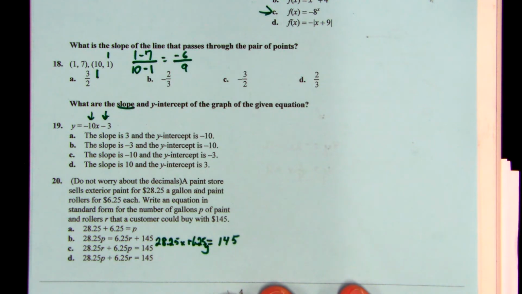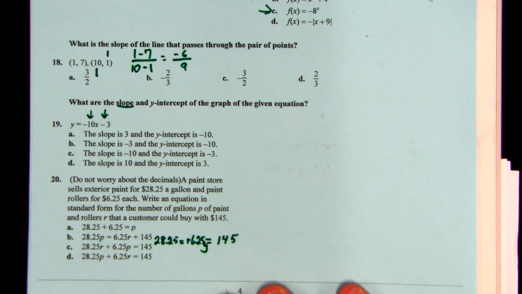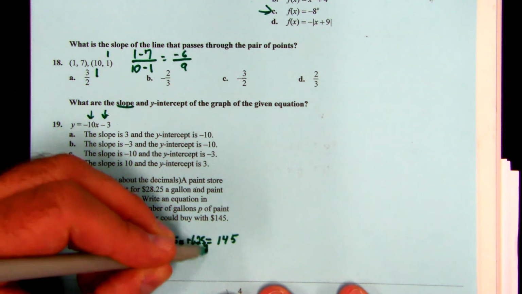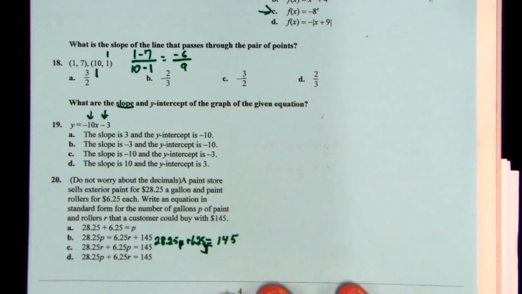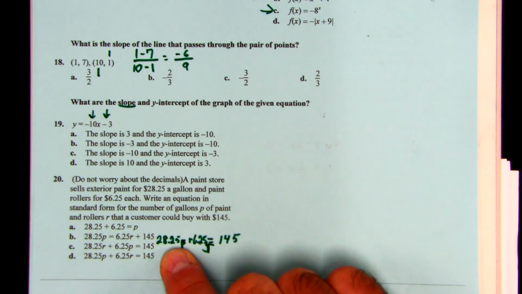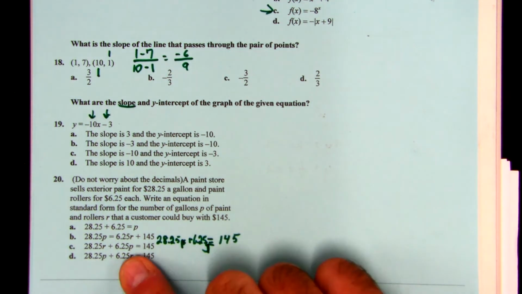Now they tell you to use P for gallons and R for rollers. So this would be P and R. I used X and Y originally. But yes, P is for gallons of paint, R is for rollers. All right?